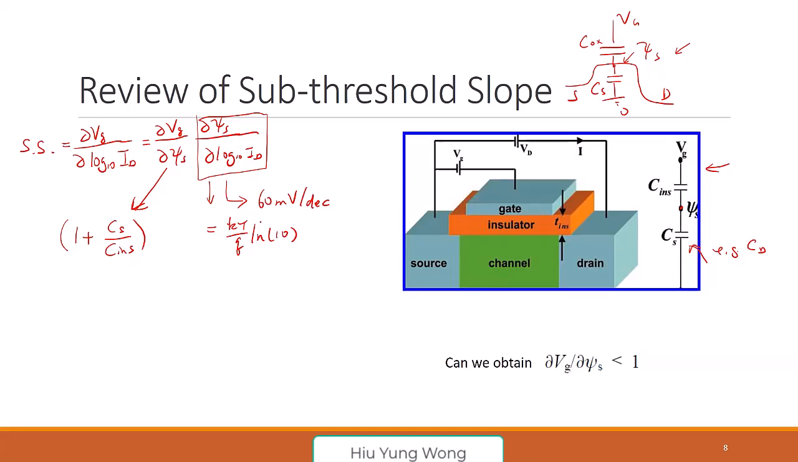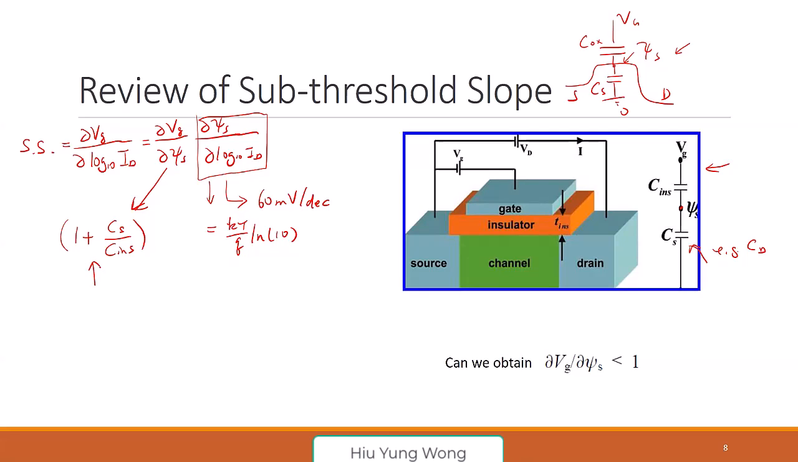For example, tunnel FET, tunnel field effect transistor. It does not obey kT over q because the transport does not depend on thermionic emission. Or you say, I am rich, let me just put it in a refrigerator, make it at very low temperature. You still rely on thermionic emission, but now you make the temperature low, so you get a higher subthreshold slope, which is also okay.